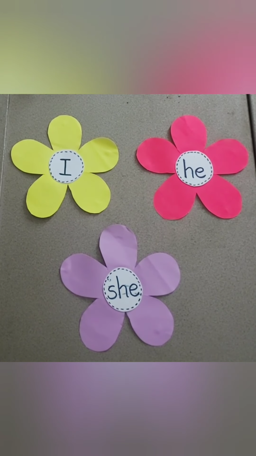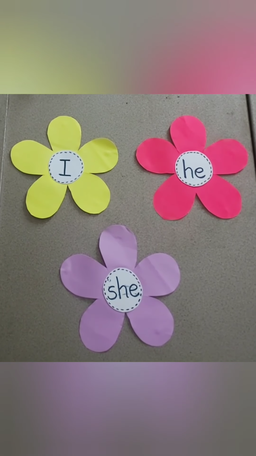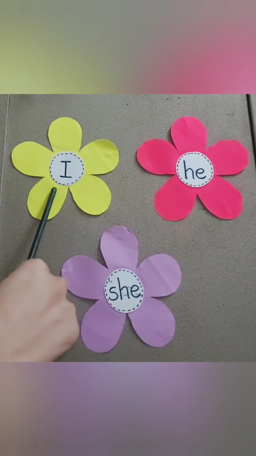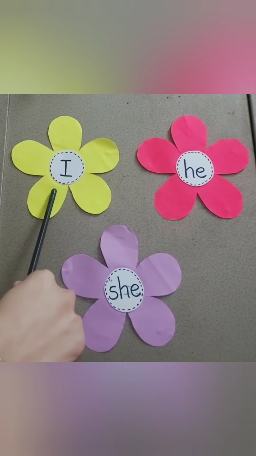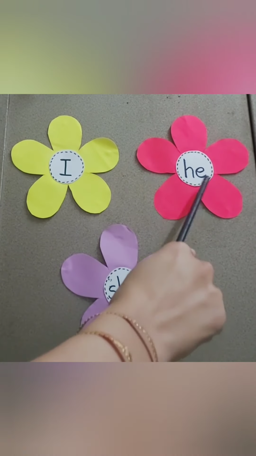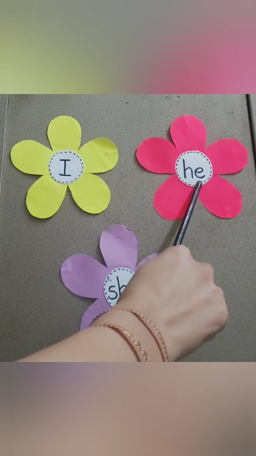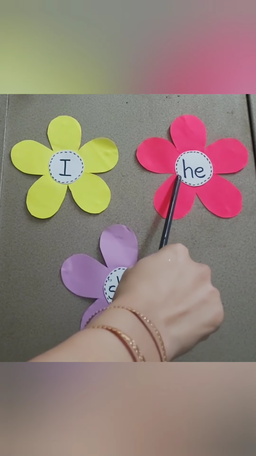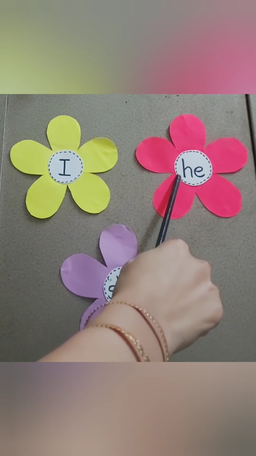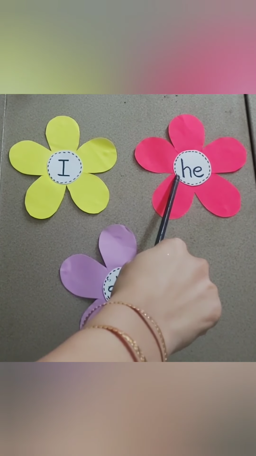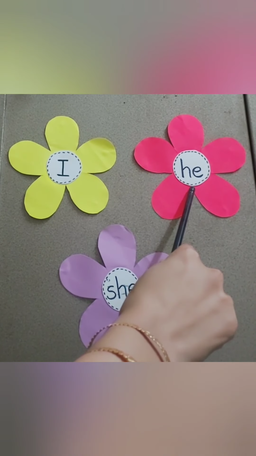So let's quickly revise one more time all these sight words. Come on. So children, let us revise all the three sight words. Which sight word is this? This is I. Which sight word is this? I. This is he. And when do we use he? When we are talking about a boy or a man, we say he.